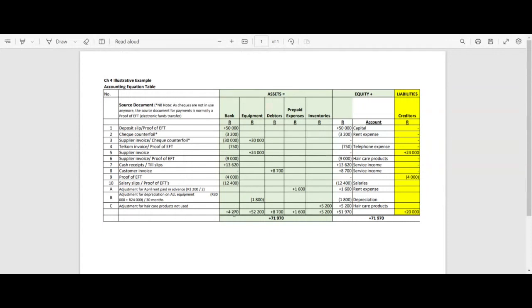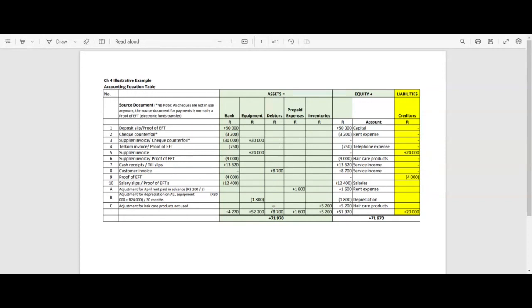So we see the balance in our bank account. At the end of the month, the balance on the bank account is 4,270 Rand. So that we need to disclose in our statement of financial position. We also see that our total equipment, the hair care products as well as the office equipment, comes to 52,200. So we've also got to disclose that in our statement of financial position.